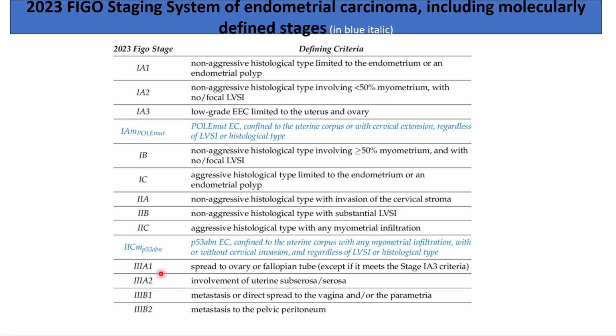Now stage 3A1 is spread to ovary or fallopian tube. 3A2 is involvement of uterine subserosa or serosa. 3B1 is metastasis or direct spread to vagina or parametria. And stage 3B2 is metastasis to pelvic peritoneum.